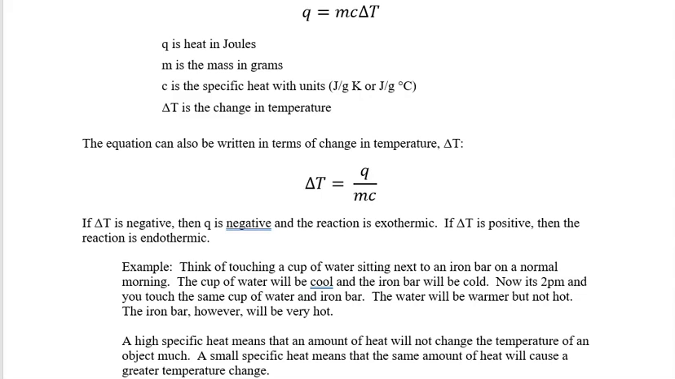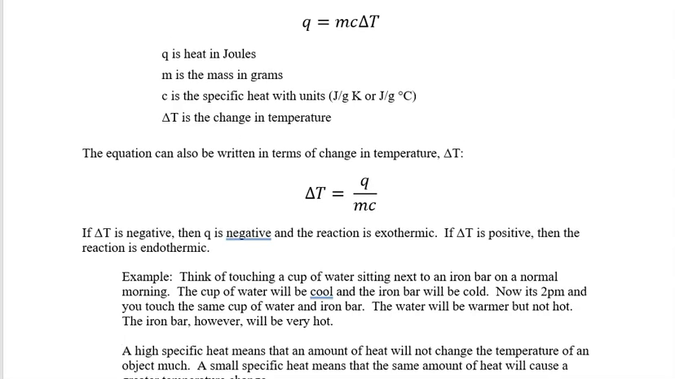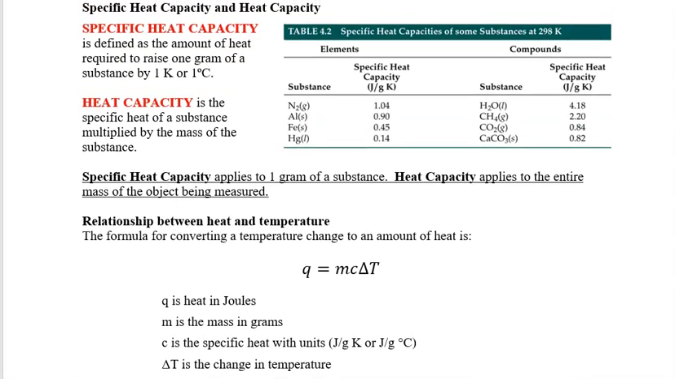So let's go back up and look at this table. So there are some specific heat capacities. This comes from your book. So you see water is 4.18 joules per gram Kelvin. Okay, so that's how much energy heat you're going to get for every gram that you use of water, in the case of water, and every degree Kelvin that you raise it. So for water, it's 4.18.